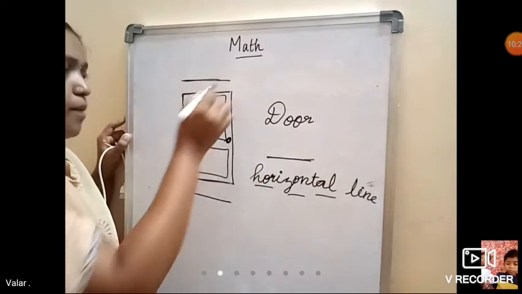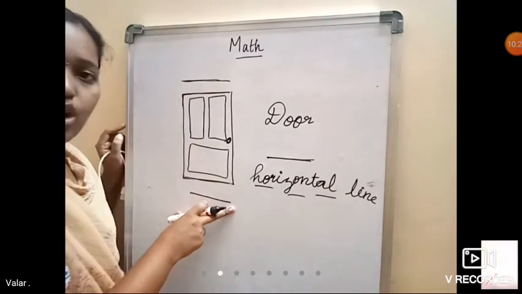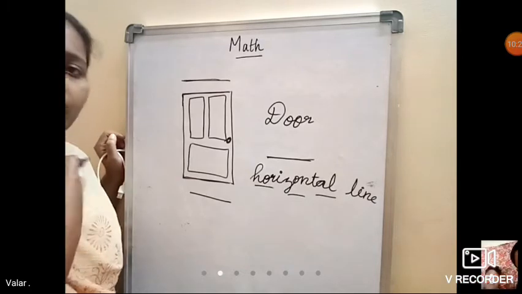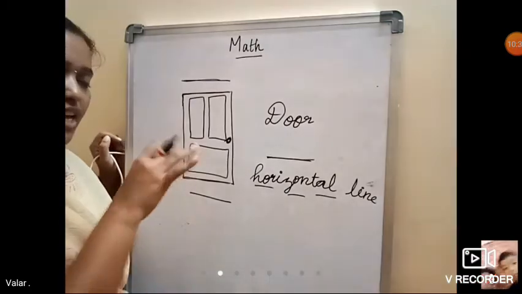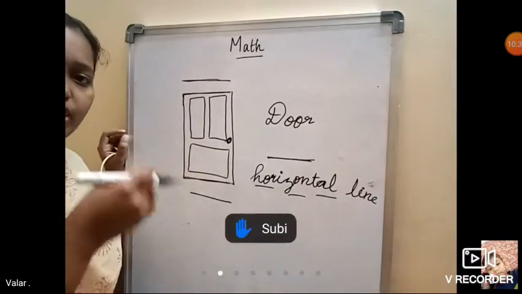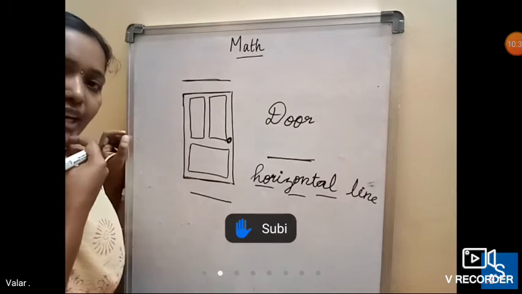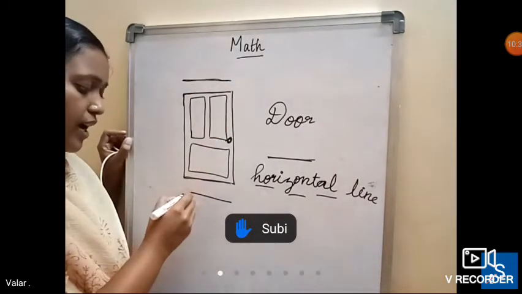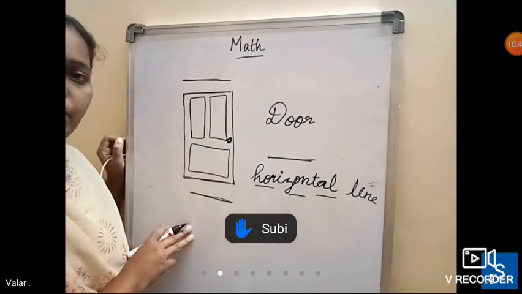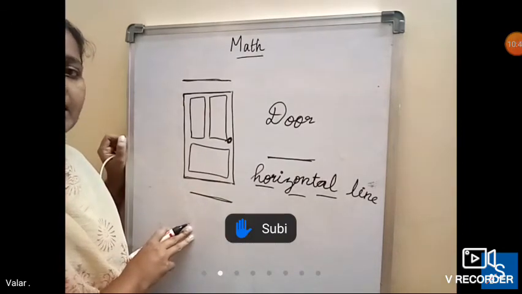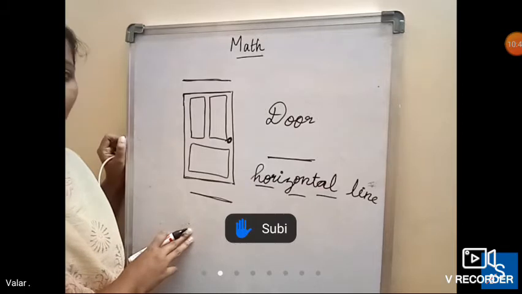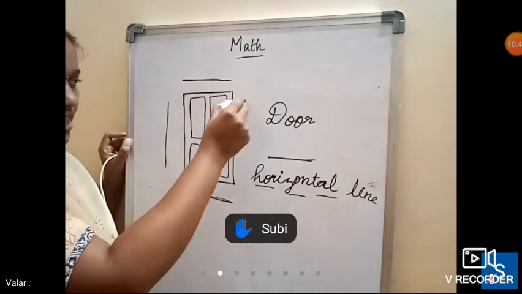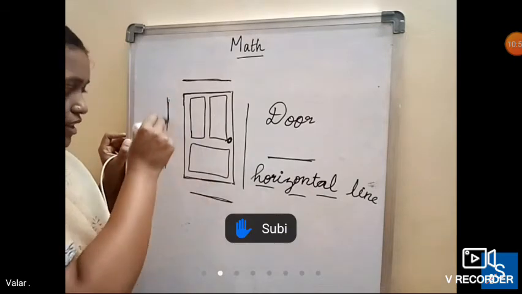At the top and the bottom of a door or fridge, or you can take your pencil box. If it is a rectangle box, in rectangular shape, you can take the box also as your example. At the top and the bottom of your box will be a straight line. That means horizontal line.